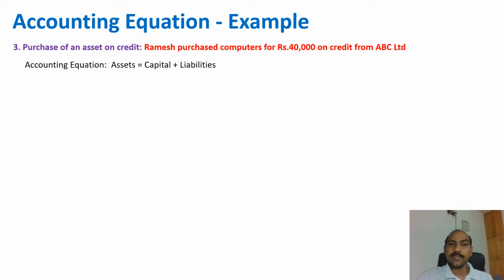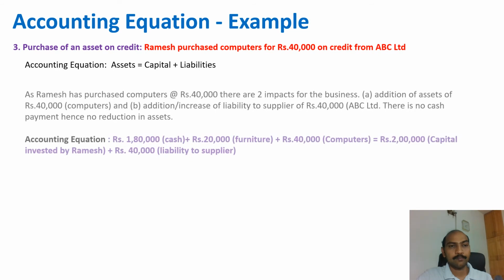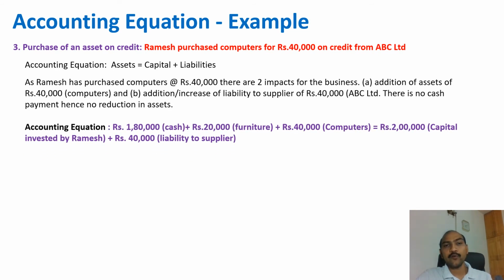So our accounting equation remains the same, assets equal to capital plus liabilities. As Ramesh has purchased computers at the rate of 40,000, there are two impacts for the business. Addition of assets, computer 40,000 rupees, similar to what we have seen in the previous case, but here the cash payment is not happening, because it is on credit. What is the second impact? Increase of liability to suppliers of 40,000 rupees. The liability will increase by 40,000 rupees because you have to pay ABC Limited. There is no cash payment, hence no reduction in assets. It is not similar to the previous case.